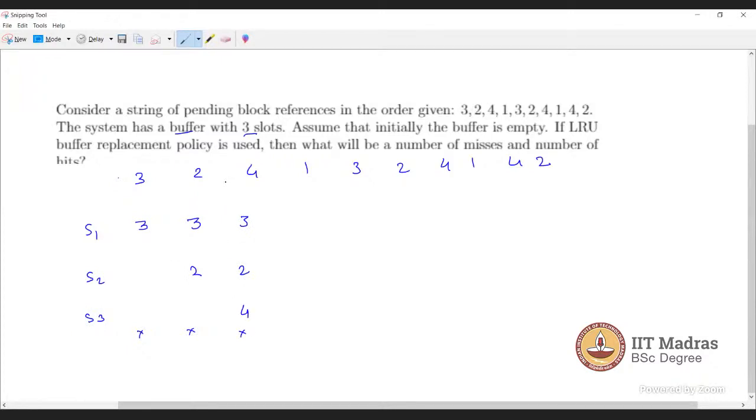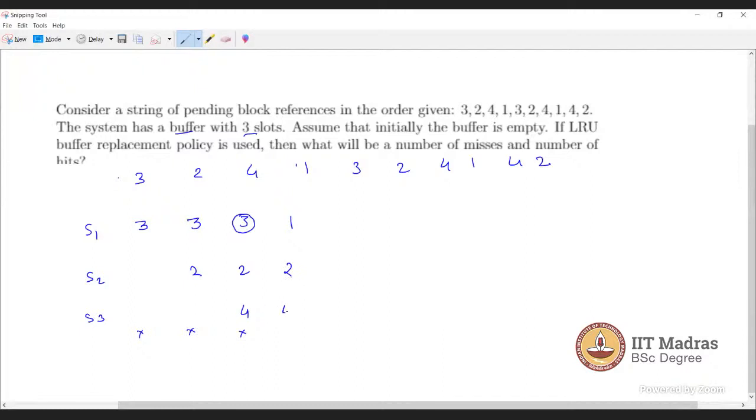Now it searches for 1. 1 is not in the buffer, so it will remove the least recently used block. Among these, which is least recently used? Block number 3. We need to remove this 3 and replace it with 1.